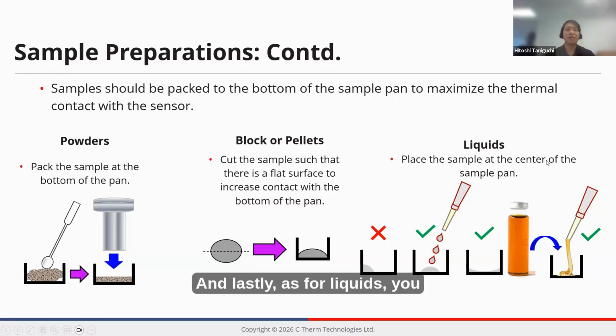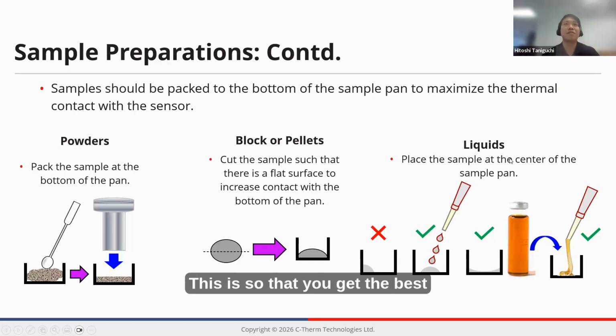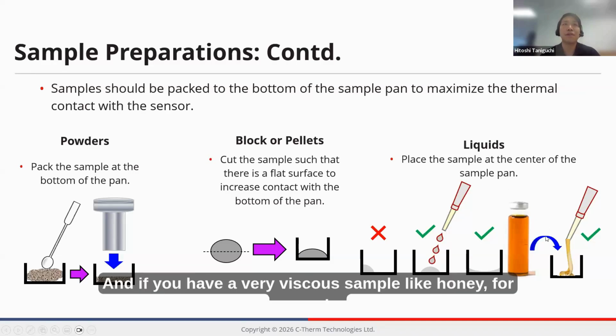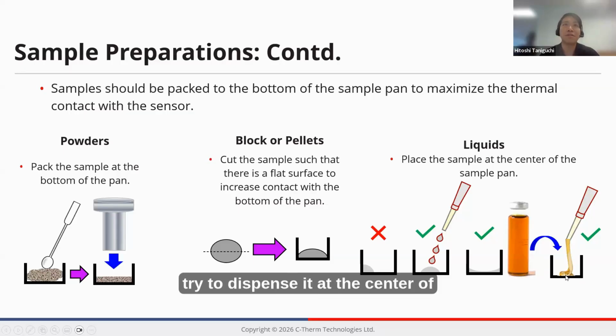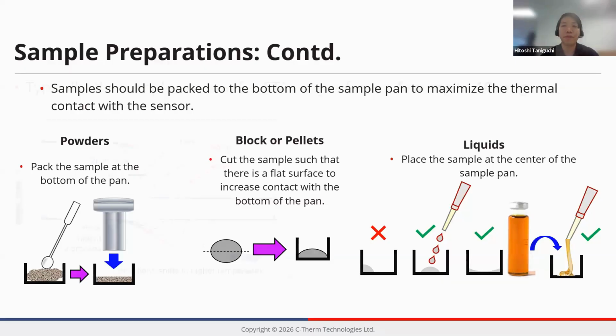And lastly, as for liquids, you should try to make it centered in the middle of the pan and not skewed towards either side of the pan. This is so that you get the best resolution in terms of data. And if you have a very viscous sample like honey, for example, try to dispense it at the center of the pan so that it spreads evenly throughout the pan.